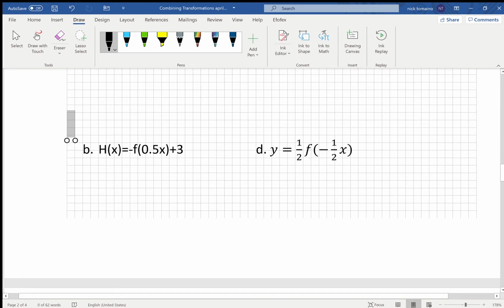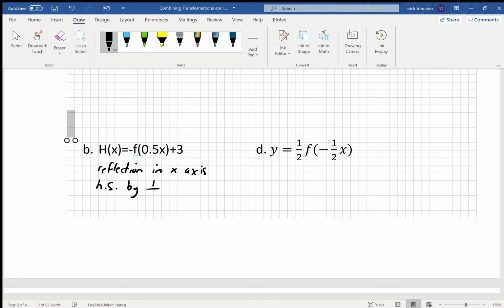Okay, next one right here, we have a reflection in the x-axis. Now notice it's to the left of the f, so it's y. Now if we look in here, that's 0.5, right? So it's a number less than 1, so that's going to be an actual stretch. So it's going to be a horizontal stretch by 1 over 0.5, which is equal to 2. Okay, and then we are going to go up 3.